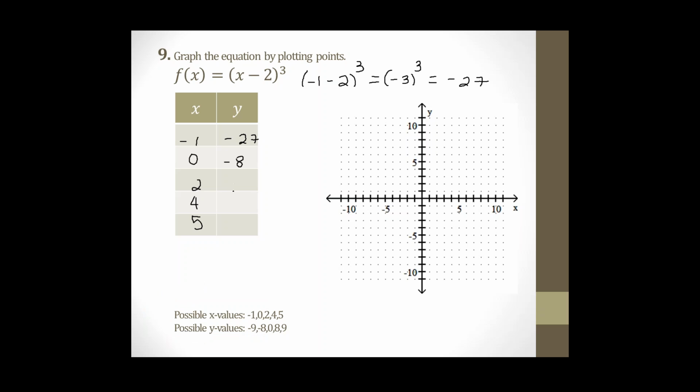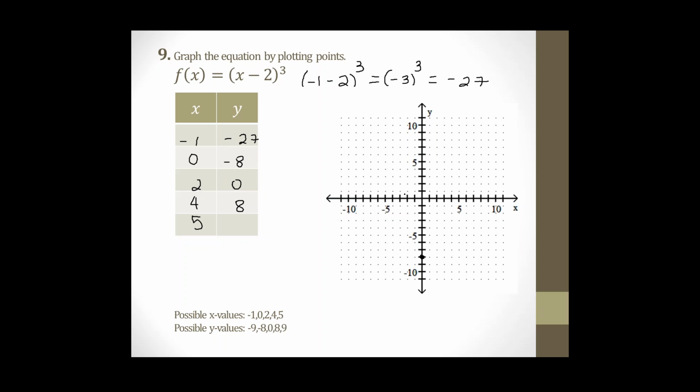Okay, for 0, I got negative 8. For 2, I had 0, and for 4, I have 8. So I think these three are enough for me to make my graph. So when x is 0, y is negative 8. So 5, 6, 7, 8. So somewhere right here.